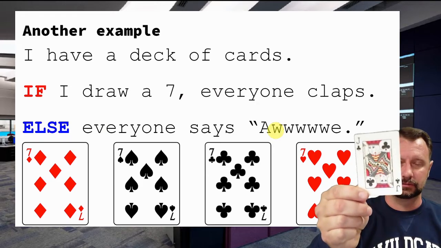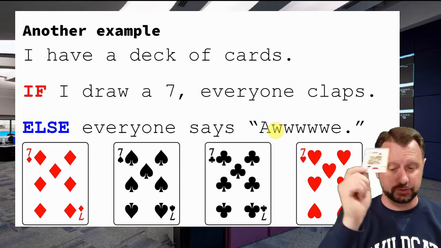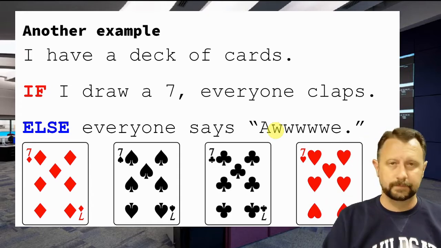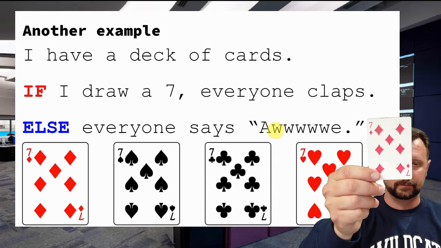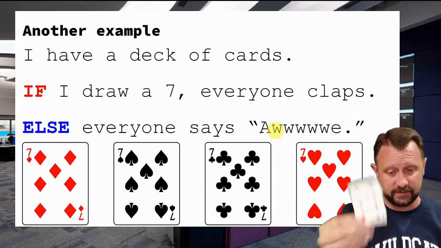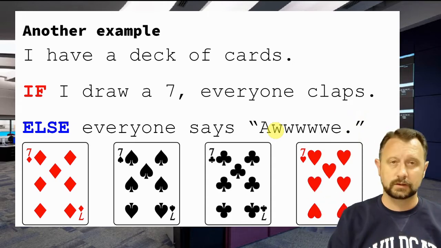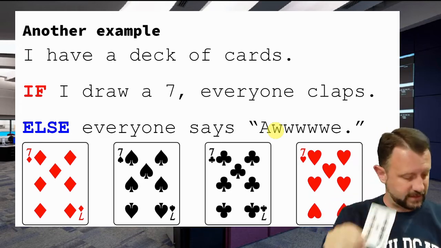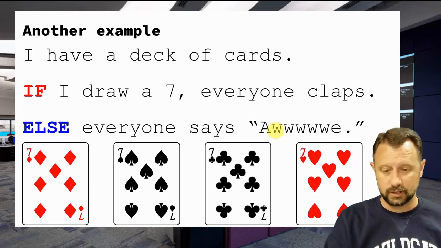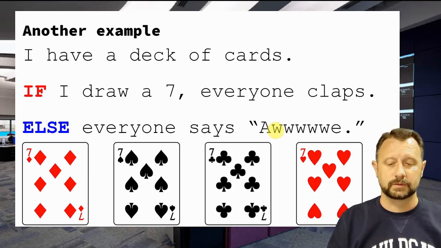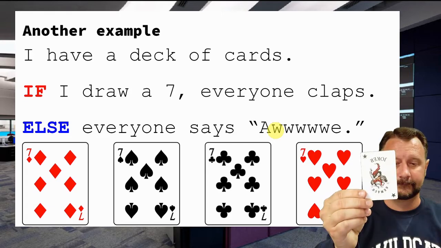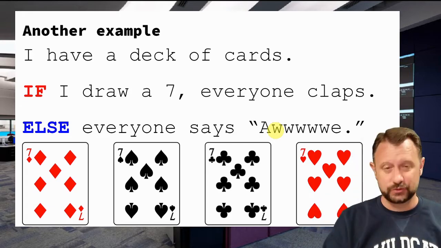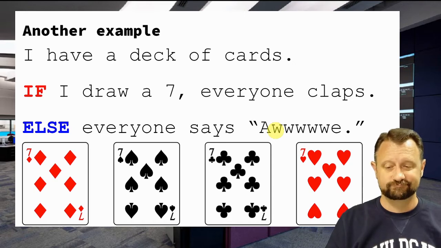Jack, what did you do? You say aw? You should, because that is not a 7. So say aw. All right, do this one. Did you clap? This is a 7, so you should be clapping. Try this one. Not a 7. You should be saying aw. Ready for a trick? Let me trick you with this one. Joker. Not a 7, though. So you would still say aw.